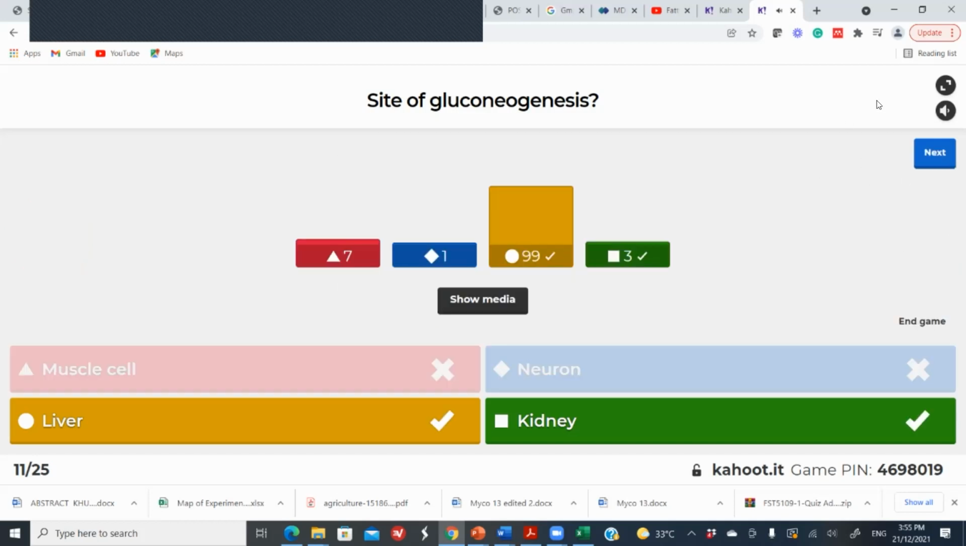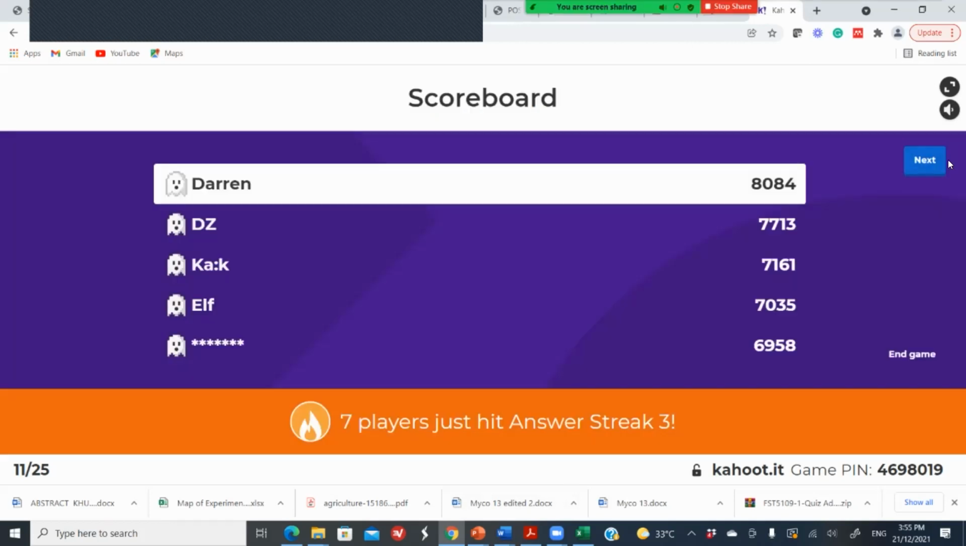Okay, most of you guys got this one correct. Kidney is correct as well because like I told you guys, kidney is always a sister to liver. Most of the processes in the liver can happen in the kidney as well, but in a smaller amount. So anybody who chose kidney is correct as well.